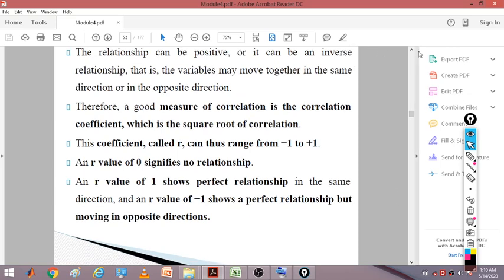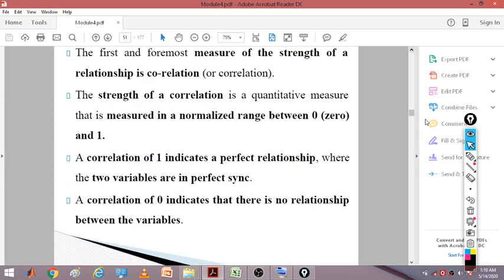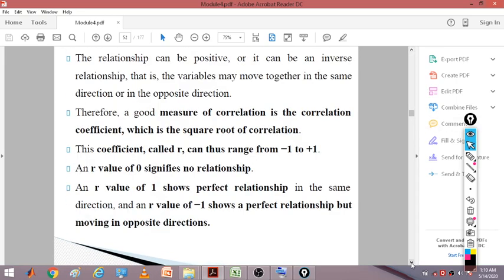Okay. So now here we say that the relationship can be positive or it can be an inverse relationship, that is, the variables may move together in the same direction or in the opposite direction. So that we have just seen in the diagram. They are moving in one direction, or it may be in the opposite direction.